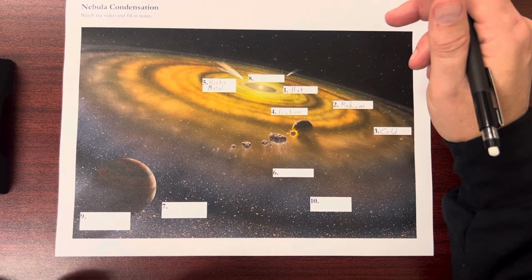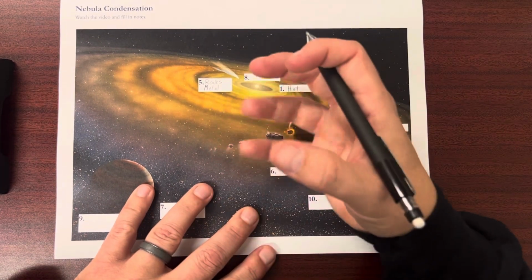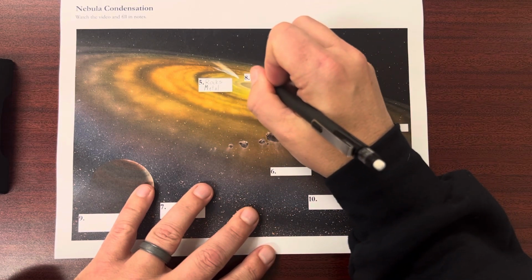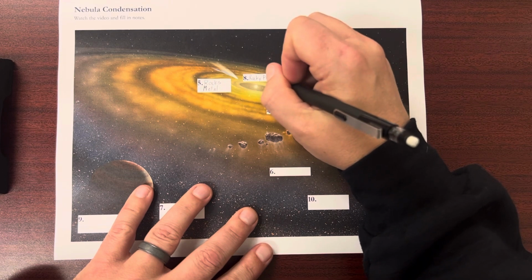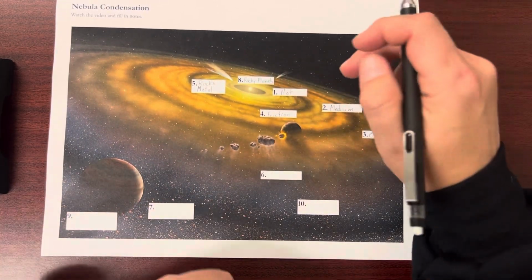And what we end up getting, because these rocks and metals are the first things to solidify in this heat, is we'll get our rocky planets. This is Mercury, Venus, Earth, Mars. So our rocky planets form close to the sun.